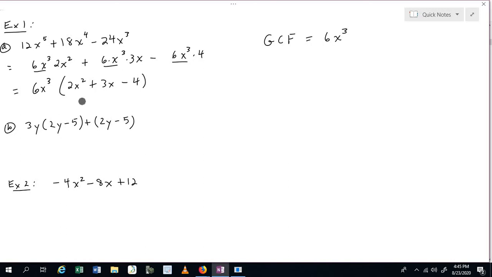Now notice, if you want to check your answer and see if you've done this correctly, you can distribute this to each of the 3 terms and just make sure that you end up with the original polynomial. So essentially, factoring out the greatest common factor is kind of the reverse of the distributive property.